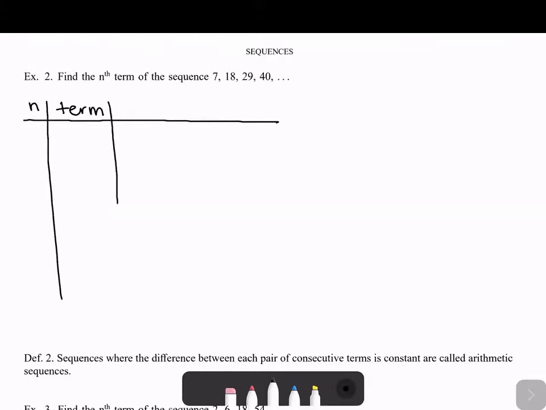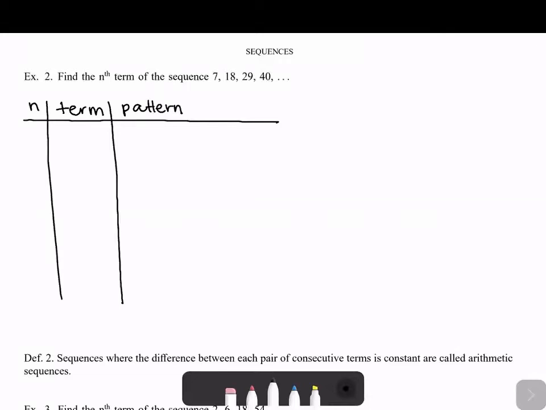So whenever we're analyzing sequences, one thing that we can do to help organize our work is to create a table, using one of our strategies from section 1.1. So for each n, we're going to have a different term in our sequence. And from that, we can try and find a pattern.